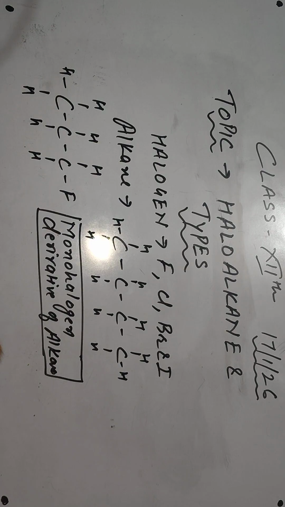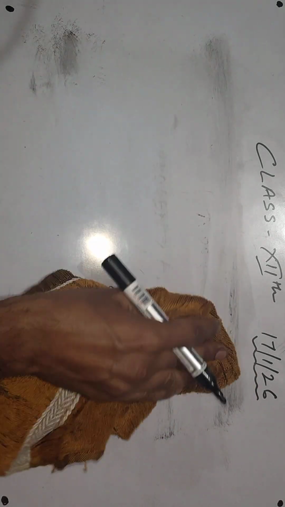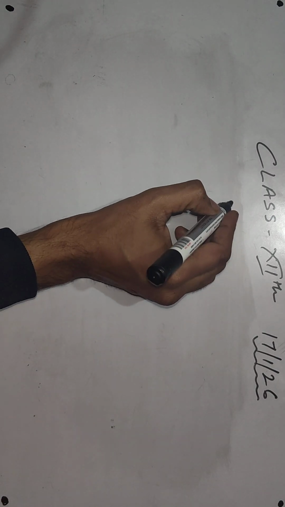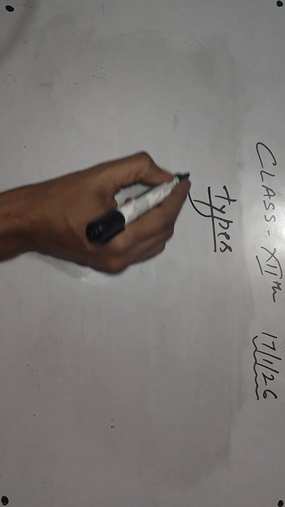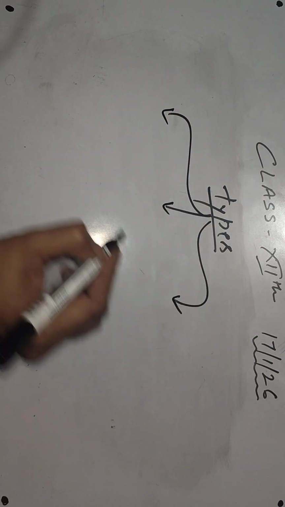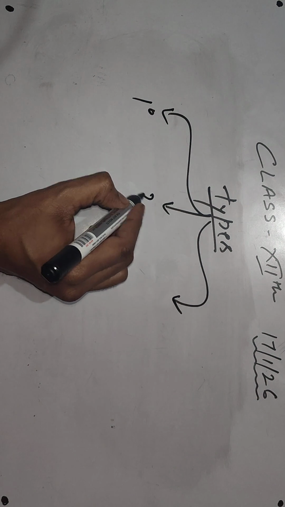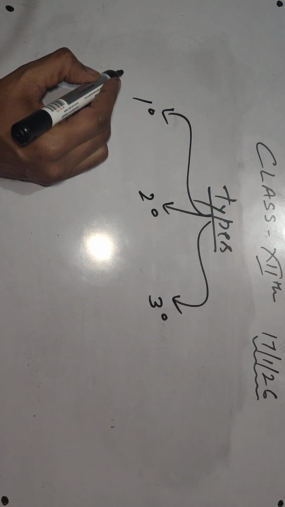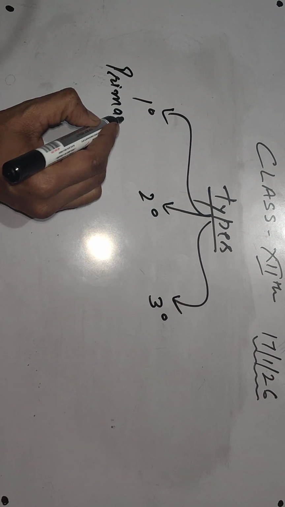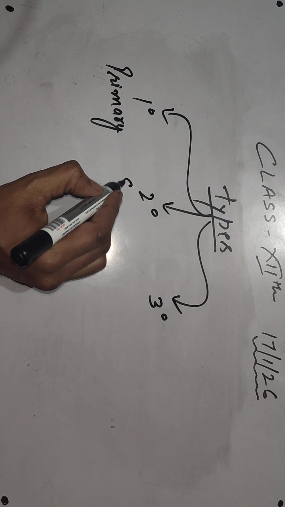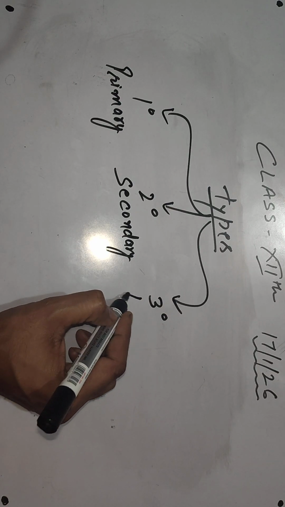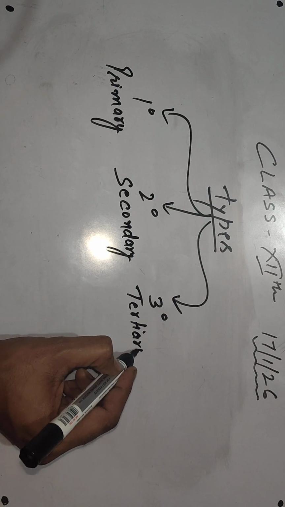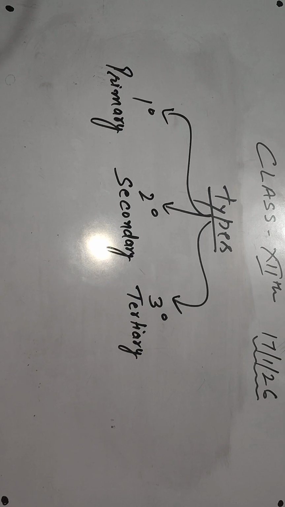So if I talk about types of haloalkane, there are 3 types: 1 degree, 2 degree and 3 degree. 1 degree is also known as primary haloalkane. 2 degree we call secondary haloalkane, and 3 degree we call tertiary haloalkane. Now what is the difference?